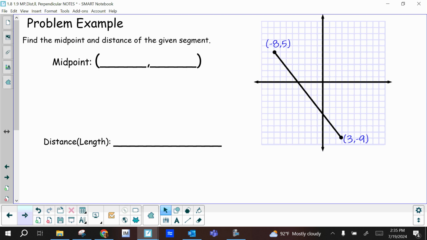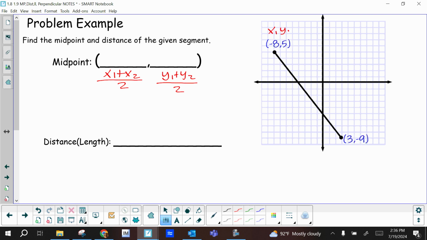All right, let's practice using these formulas, okay? So here's a segment on a graph, and it says find the midpoint and find the distance given this segment. So let's practice using the formula. Remember, the formula for midpoint is x1 plus x2 divided by 2. That'll give me the left coordinate, the x. And it's y1 plus y2 divided by 2. It doesn't matter which one you call which, so I'm just going to call this one x1 and y1, and I'll call this one x2 and y2.